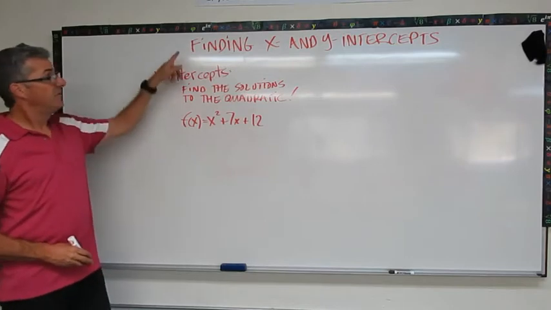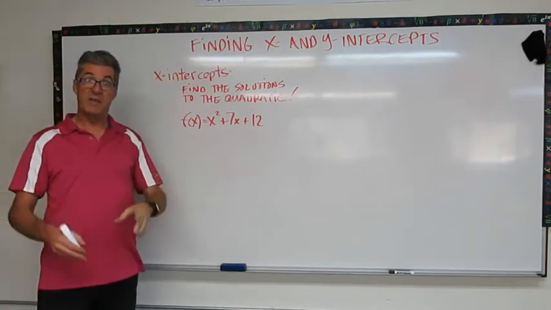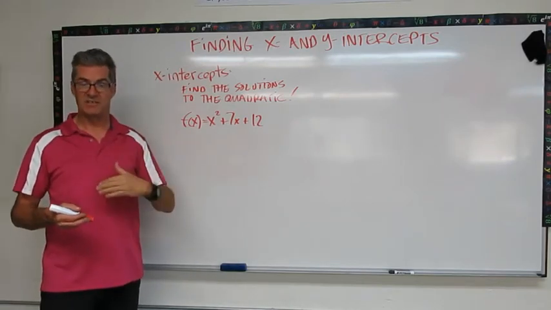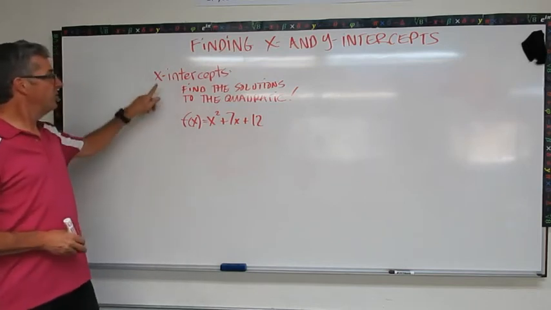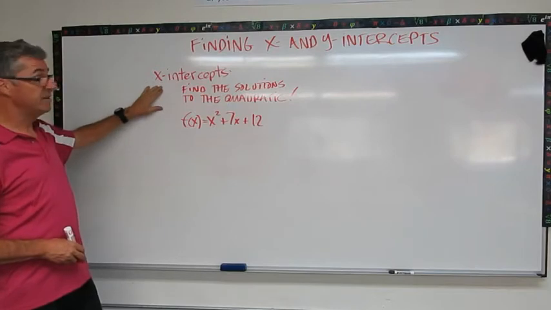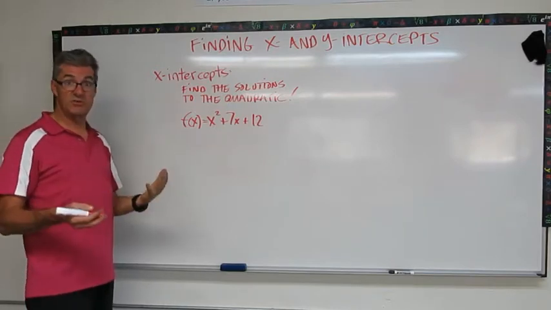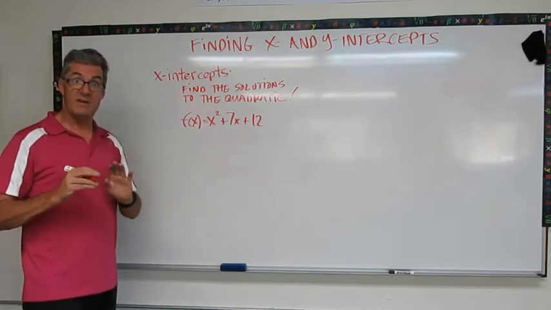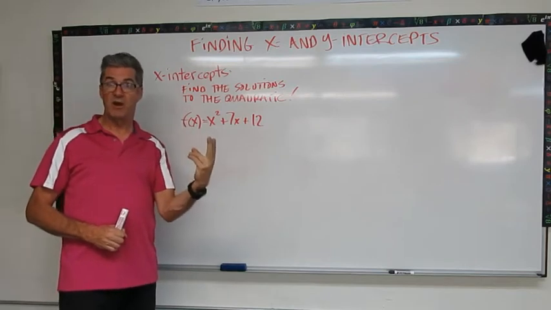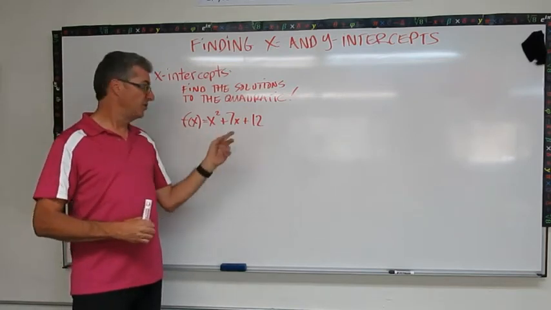Today's topic, finding X and Y intercepts. If you didn't already watch the video that explains what they are, you probably want to watch that first and come back to this video. Okay, so we're going to start with X-intercepts and then we're going to work up to the Y-intercepts. Basically, to find the X-intercepts, you just need to find the solutions to the quadratic equation. Now we've done quite a bit of this. We have three ways. We have factoring, we have completing the square, and we have the quadratic formula. All three of those will help you find your X-intercepts.